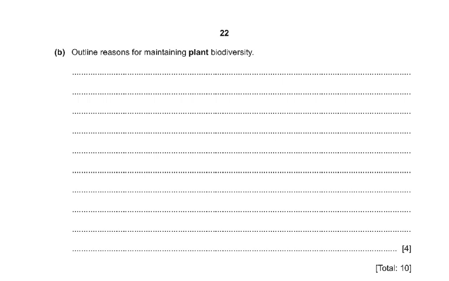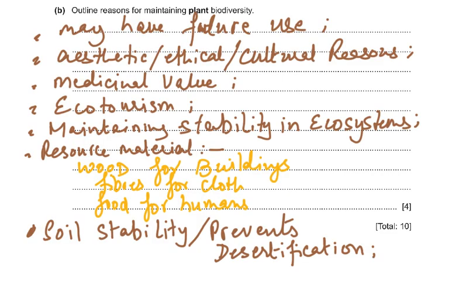Plant biodiversity maintains, you see, producers, then primary consumers, then secondary consumers. Then plants are a resource material, like wood for buildings, fiber for cloth, and food for humans. Then, of course, maintaining plants would maintain the gene pool or the genetic diversity that we have. And of course, plants increase the soil stability and prevent desertification. So, plant biodiversity is all very, very important. You can't just think that, okay, plants don't matter much. They do matter.